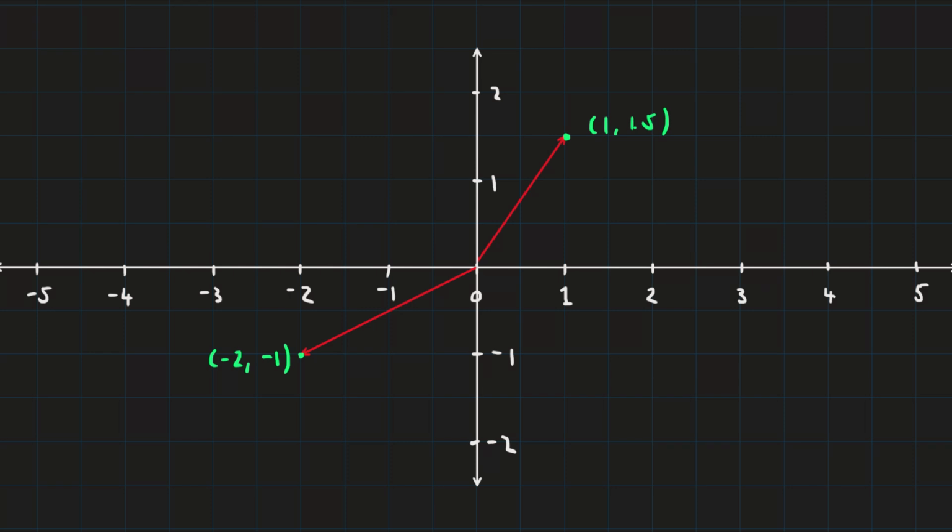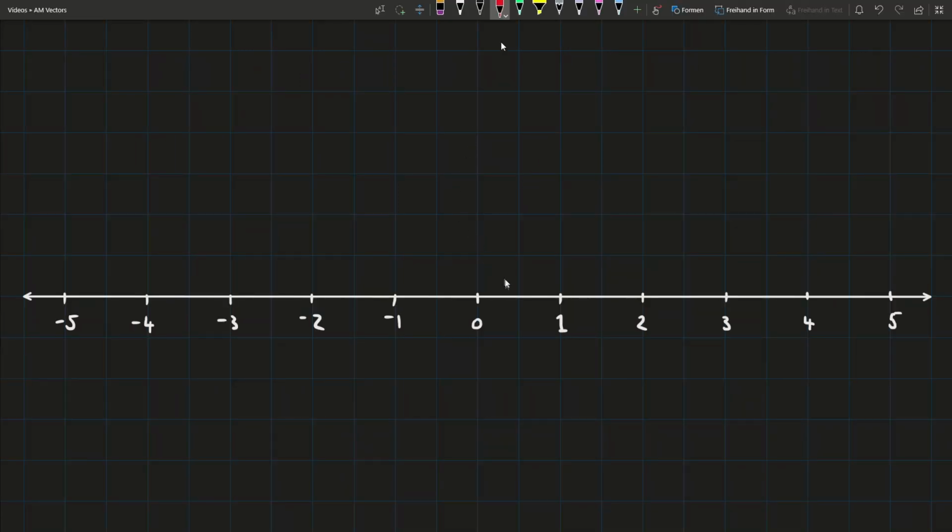So in order to understand how we could multiply vectors, or what it should mean to multiply vectors, we need to have a different understanding of what it means to multiply normal numbers. For example, if we look at a number line, 2 times 2 means you add 2 to itself twice. So we start at 0, we go to 2, that's once, and we go to 4, that's twice.